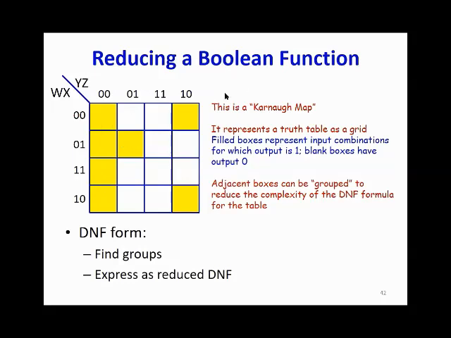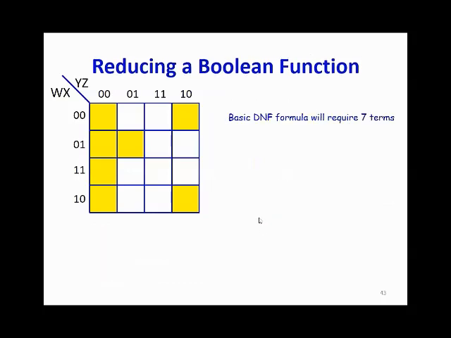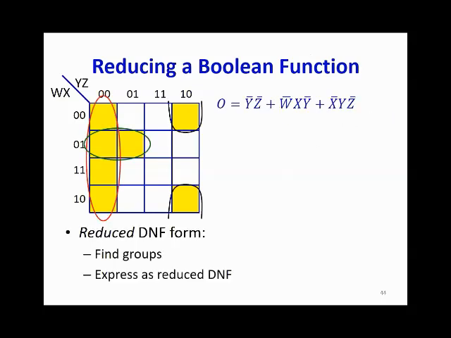So for this function, there are 7 highlighted boxes. So a very simple naive DNF formula would have 7 clauses. And if you just built an MLP to mimic that DNF formula, it would have 7 neurons in the hidden layer. But then you can begin reducing things.